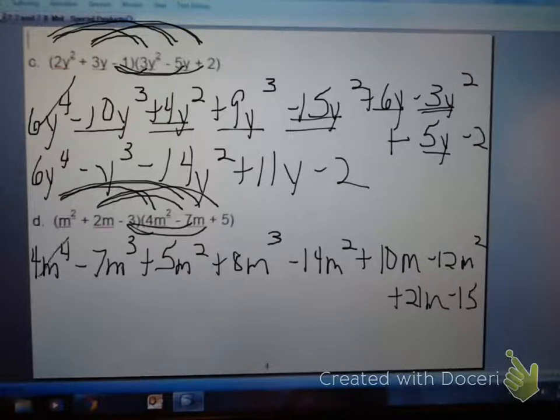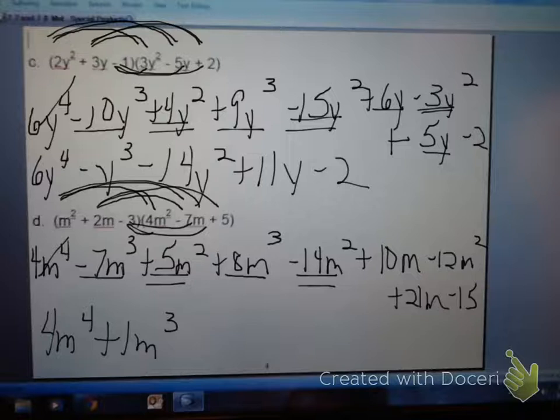Combine like terms. I don't have anything to combine the 4m to the fourth with. Negative 7m cubed and a positive 8m cubed is positive 1m cubed. 5m squared and a negative 14 is a negative 9m squared. And a negative 12 is a negative 21m squared. 10m plus 21m is 31m minus 15.